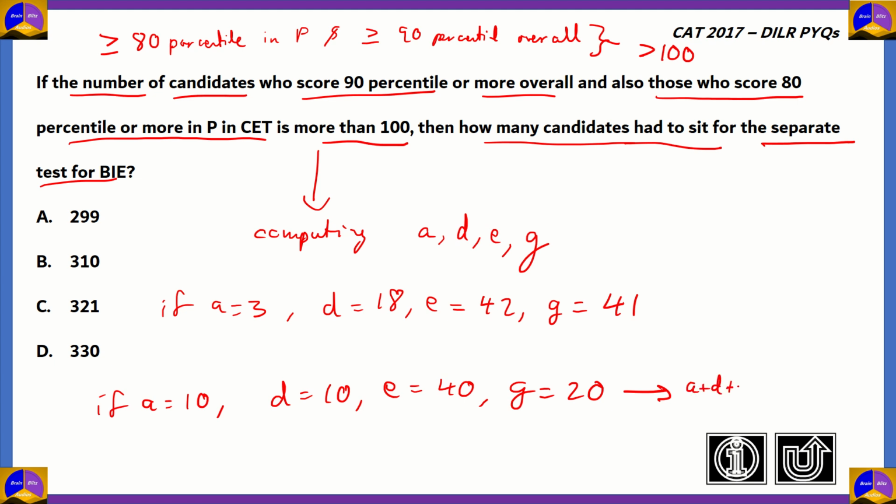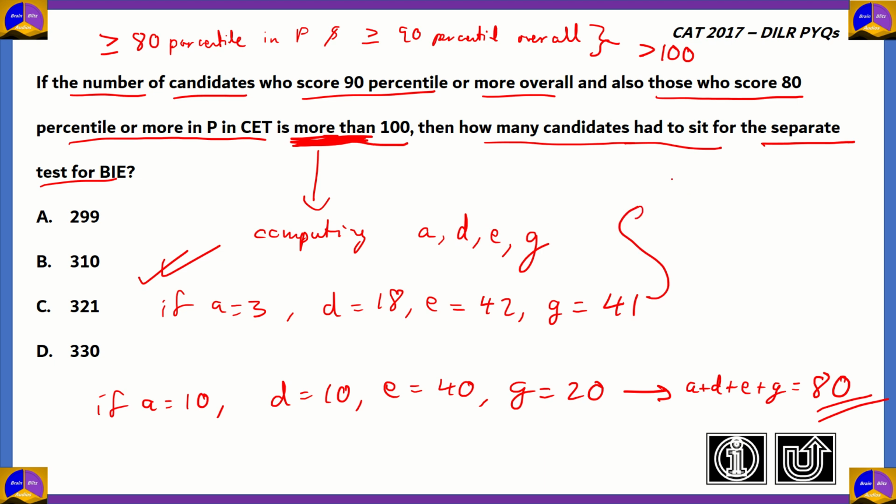So A plus D plus E plus G for the second case would be 10 plus 10, that is 20, plus 40 would be 60, plus 20 would be 80. So for the second case where A equals 10, the value of candidates who scored more than 80 percentile in physics in the common entrance test would be equal to 80. However, that does not satisfy our question because it says more than 100. So we know that it's the first case that we need to take.